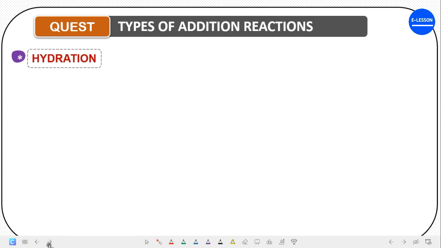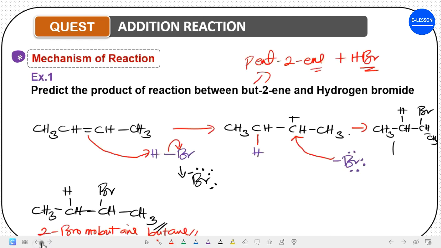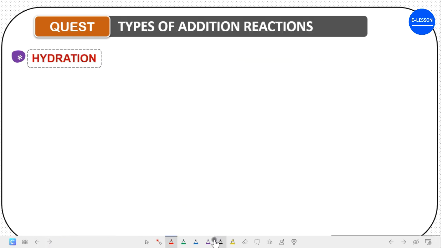Now, the next, there are different types of addition reactions, okay? We have different types of addition reactions. The one we just did is a hydrohalogenation. This one we are going to talk about is hydration. Now, to hydrate means what? Addition of water, right? Water. So let's add water to an alkene and see what it will give to us.